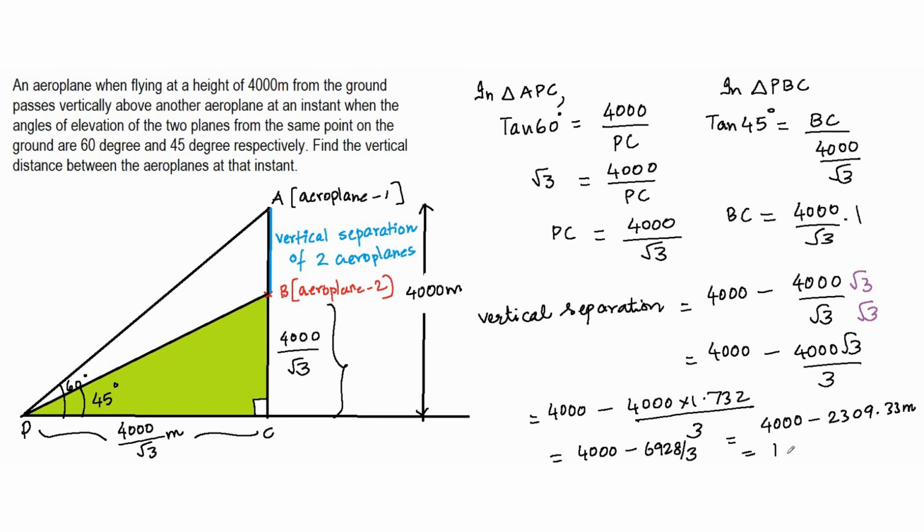This is going to be 1690.66 meters. Therefore the vertical separation between the two aeroplanes is 1690.66 meters. So this is how I draw this particular diagram from the given word problem, and take a look at the solution also, and then we will move on to the next one.